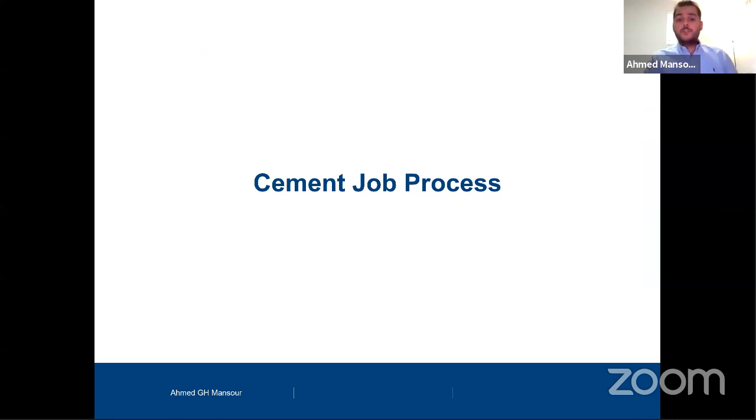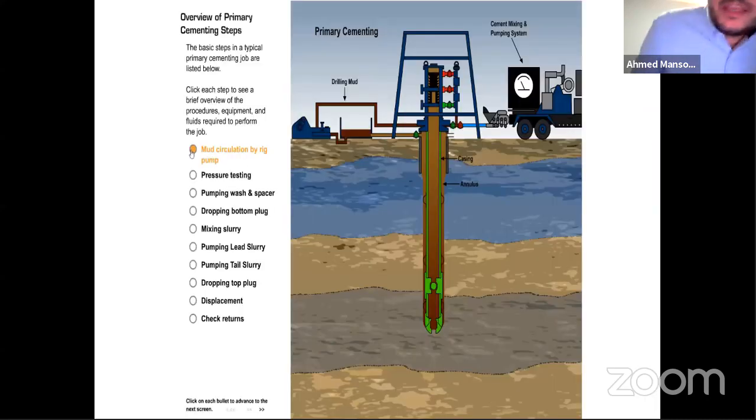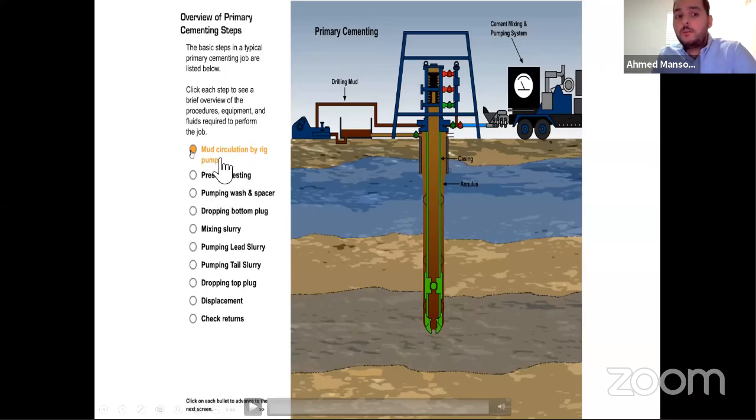Now let's move on to the cement job process. Here I'm going to talk in detail about how we bump the cement. What is the process exactly? As you can see here, the first step of the cement job is mud circulation by the rig pump.